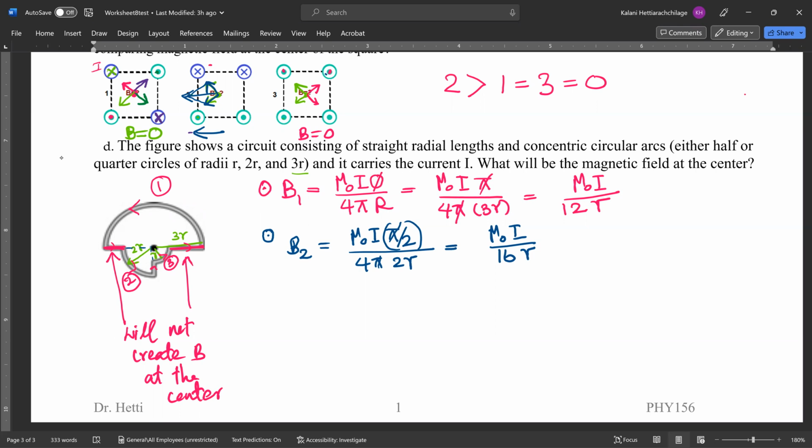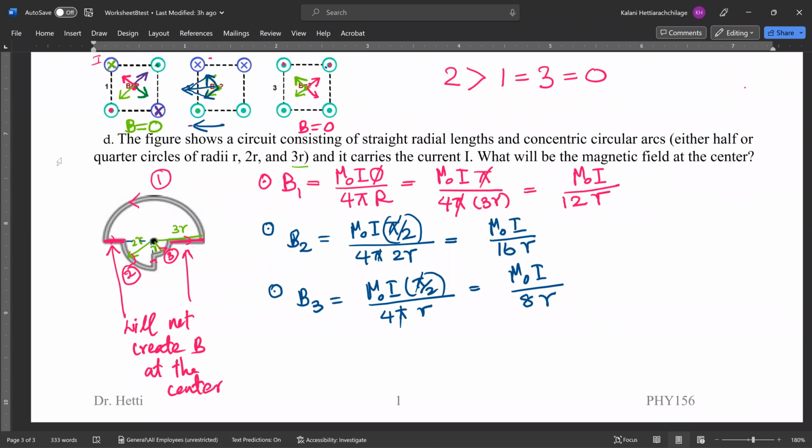So now the third piece also creates outward direction. So B3 will be equal to mu naught I. Now the angle for the third piece is also pi over 2, divided by 4 pi. Now the radius will be just r. So now this will give you, pi will cancel out, mu naught I over 8 r, right?